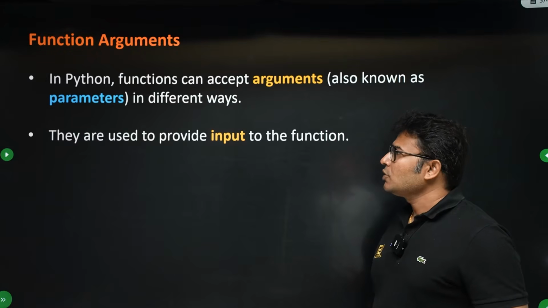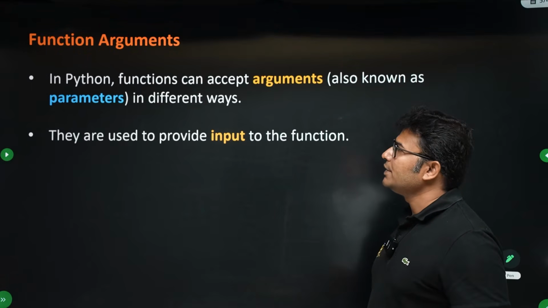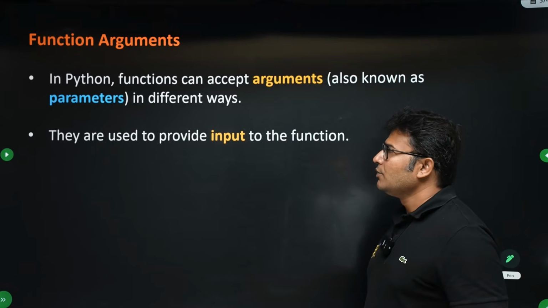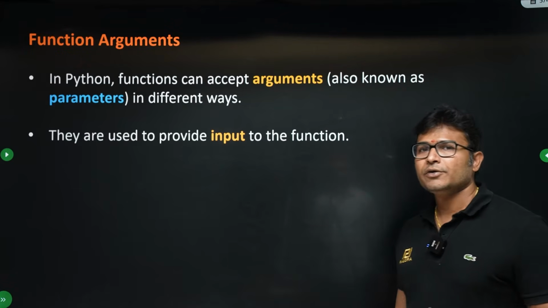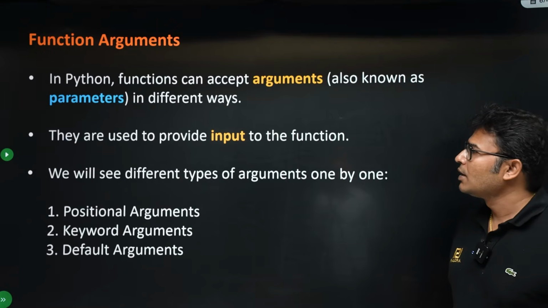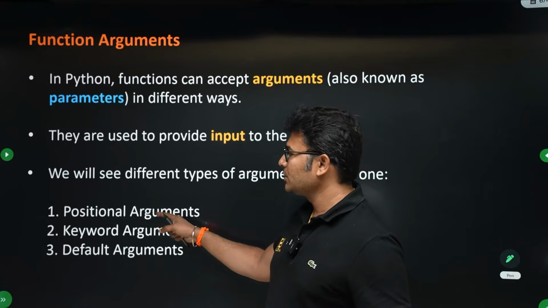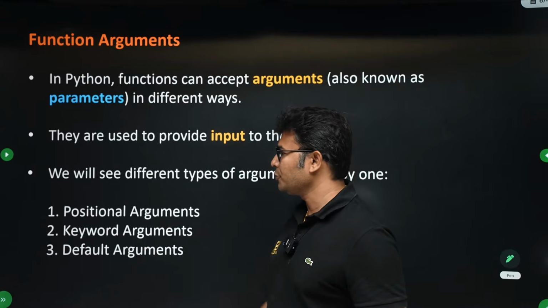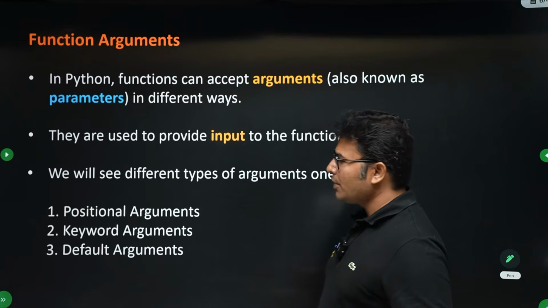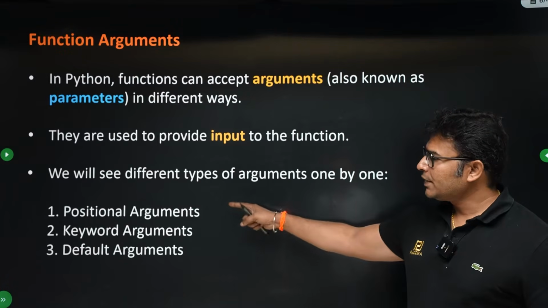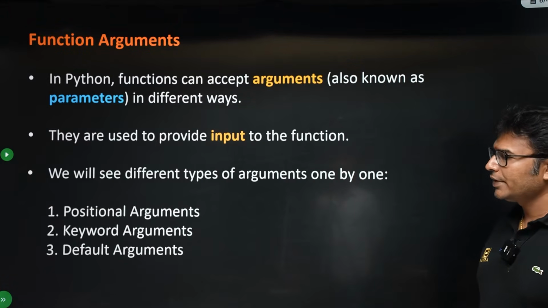The arguments or parameters are a way by which you can give input to the function. If you want to give input to the function, you have to use arguments. Now there are three types of arguments. One is positional argument, keyword argument, and default argument. Default arguments we have already seen, but we will revisit them again here. Positional and keyword, I think keyword also we have already seen.